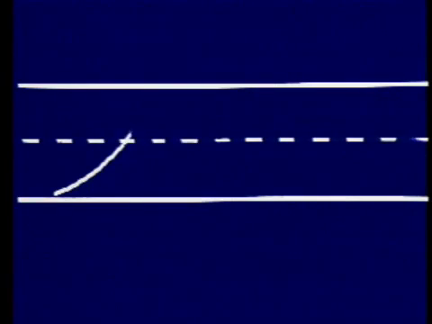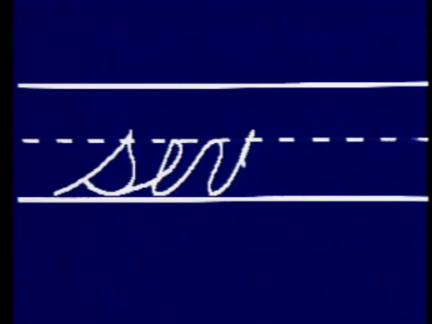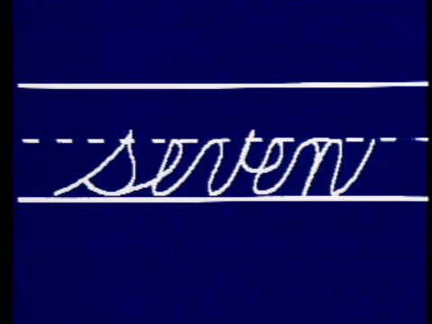Now let's look at number 7. First the letter S, then the letter E, the letter V, the letter E again, and the letter N to complete the number word 7. The number 7 begins with a little touchdown beginning slightly above the midline, then a little double curve along the midline, and a slant to the baseline for the finish.